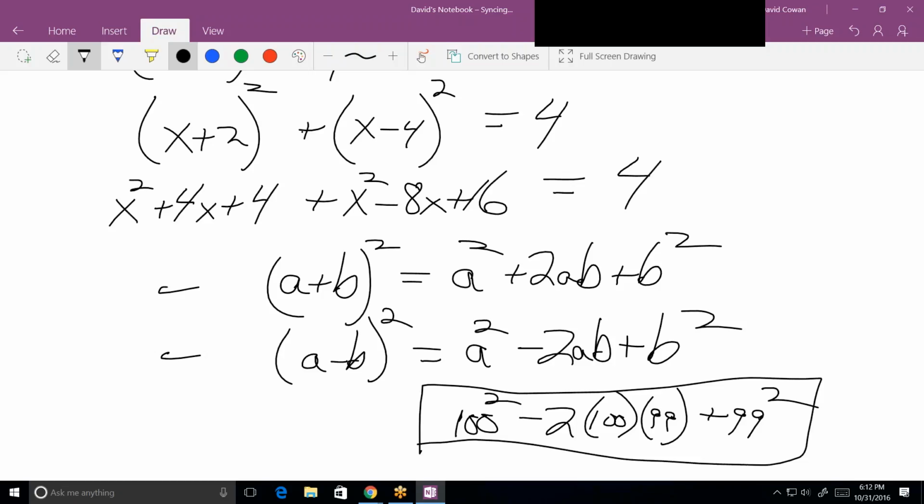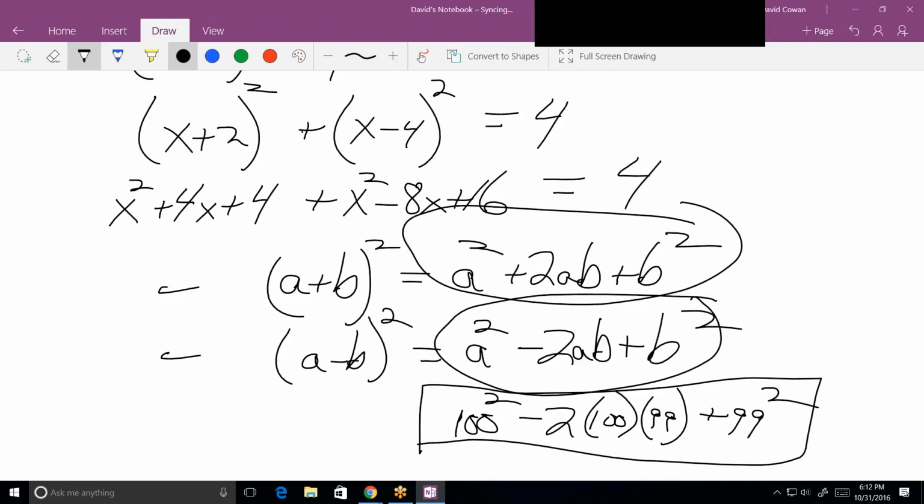Is that either this or this? That's the bottom one. Okay, so what is the a minus b? What's a? 10. No? Remember, this is a squared. Oh, so it's 100. 100 is a. What's b? 99. The answer to that is 1.